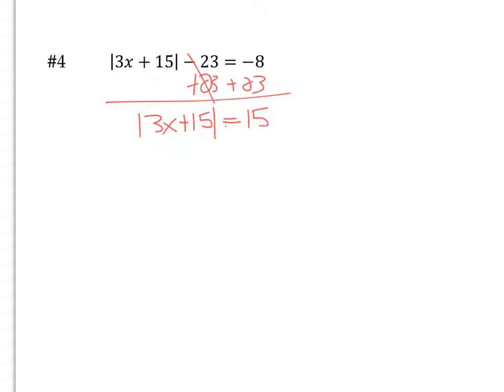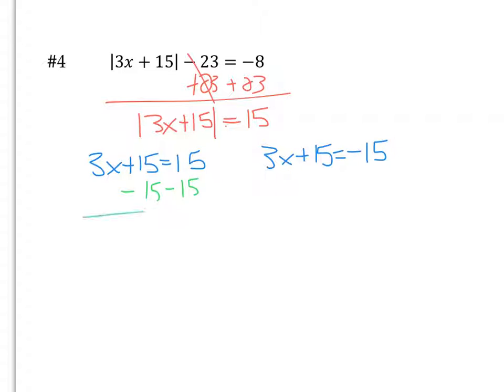Now this is where I can set up my two equations to solve. So I have 3x plus 15 equals 15, and 3x plus 15 equals negative 15. And when I go to solve these, I subtract 15 on both sides. 3x equals 0. That's okay. Don't get scared off by seeing a 0. x equals 0 is okay, and that's an answer.